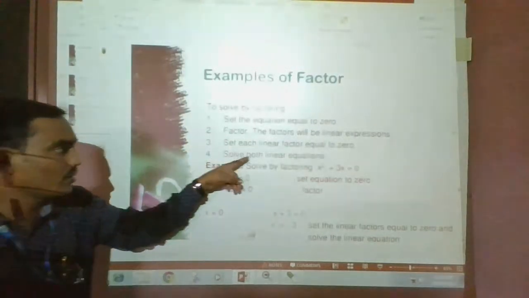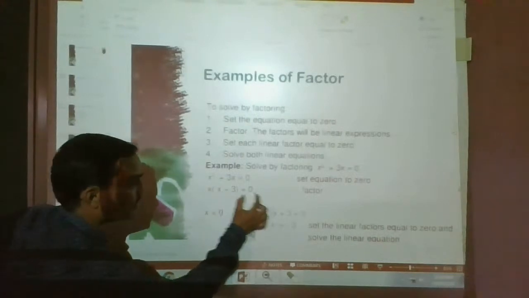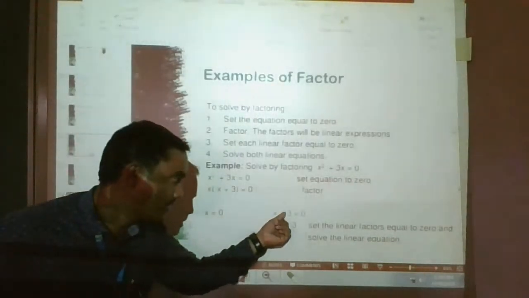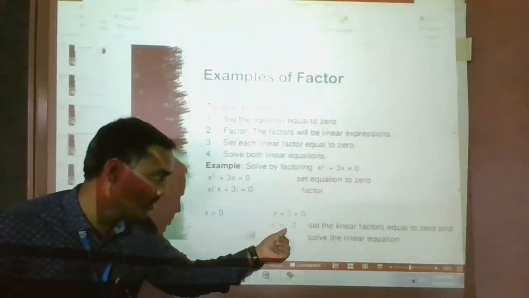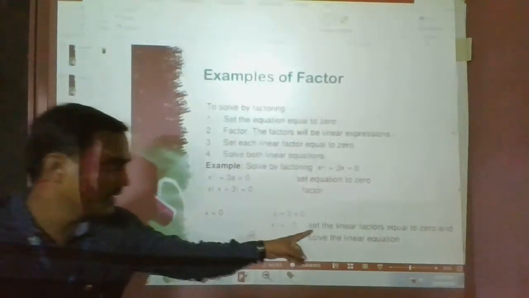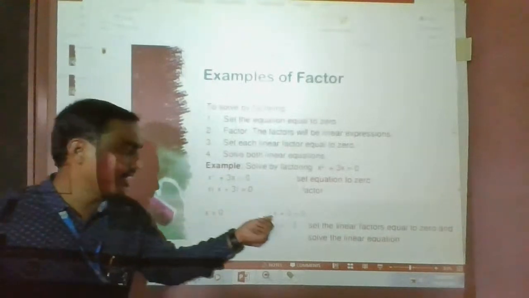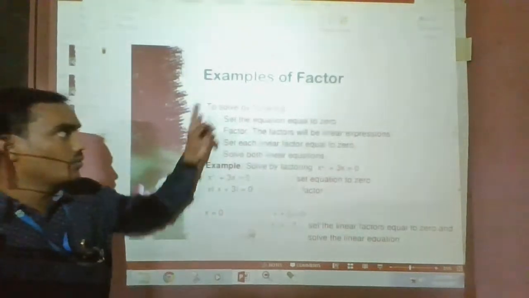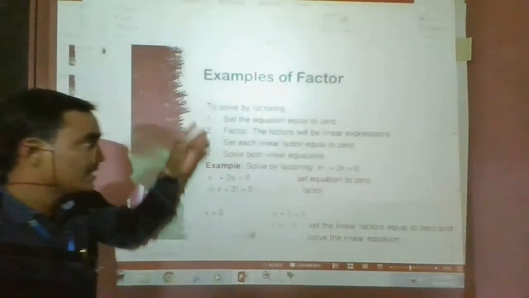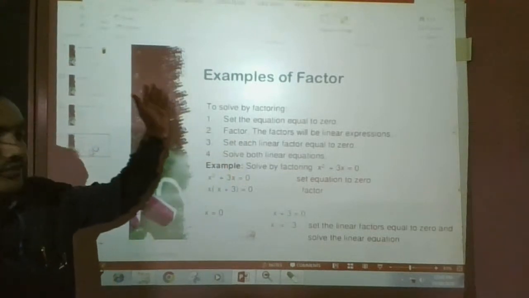The third step: solve both linear equations. That means x equals 0, and one more, x plus 3 equals 0. One value is 0, and for the other, the plus becomes minus 3, so x equals minus 3. Degree is 2, so you will get 2 solutions. Therefore, setting the linear factors equal to 0, the final answer is 0 and minus 3 are the roots of the given equation by using the factorization method. These are the steps to find the roots of the quadratic equation by the factorization method.